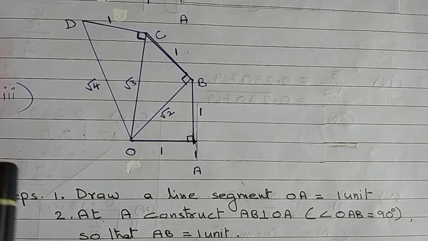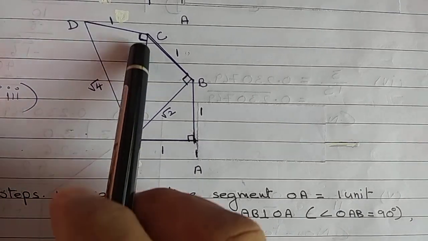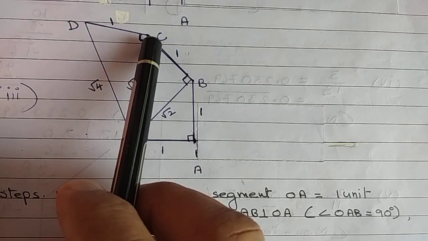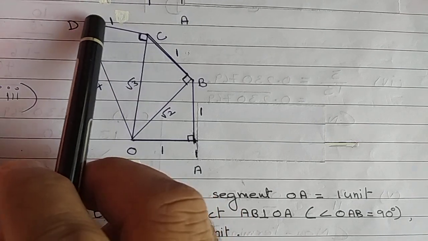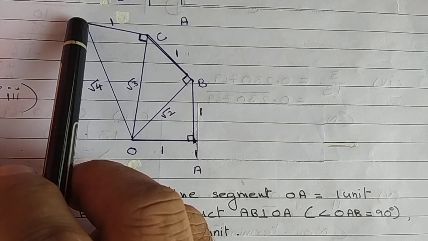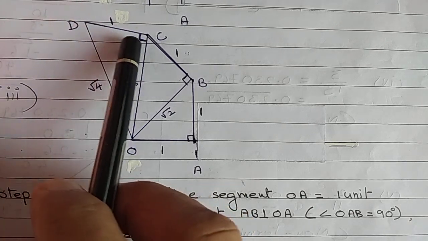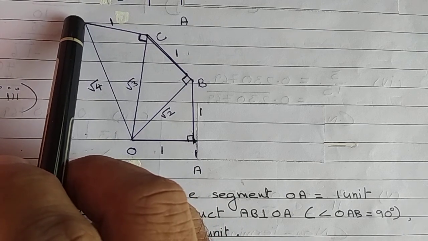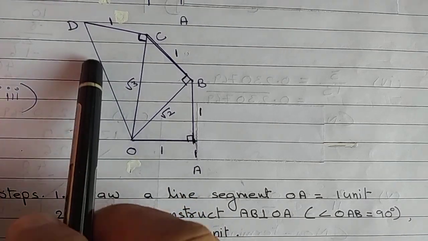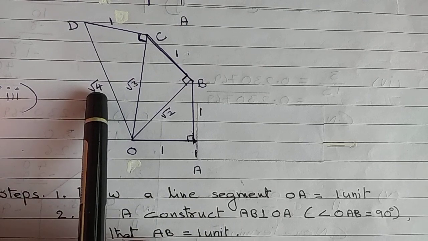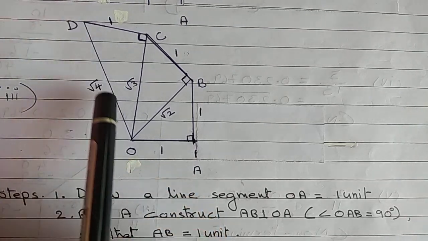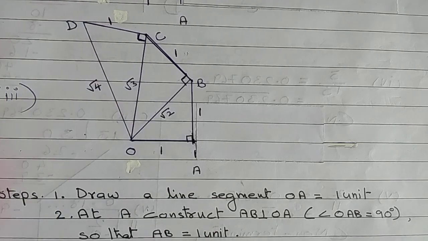Next step, we will construct angle OCD equal to 90 degrees at the point C, and also take the length of line segment CD as 1 unit. 1 unit here I have taken as 1 inch. Then join OD. Again by Pythagoras theorem, the length of OD will be square root of 4.